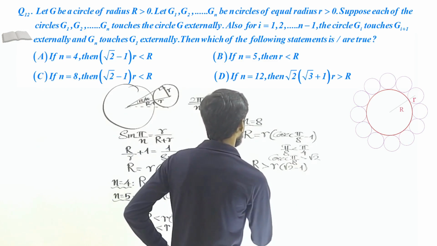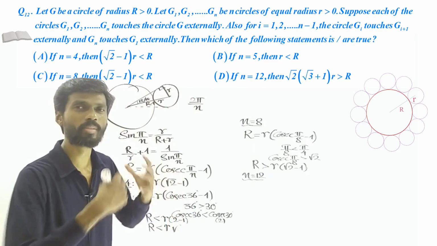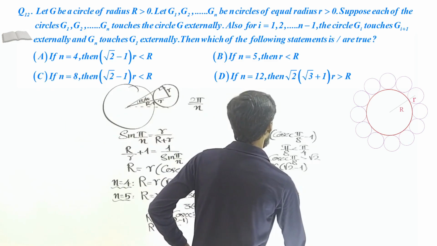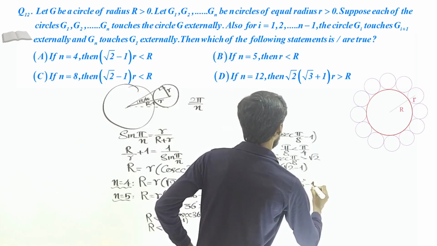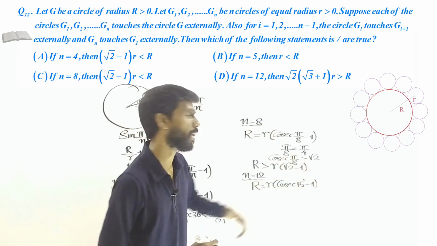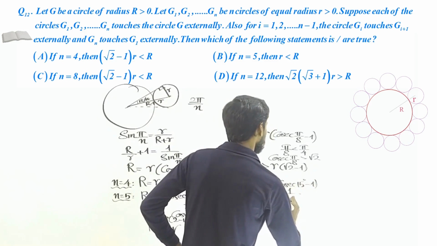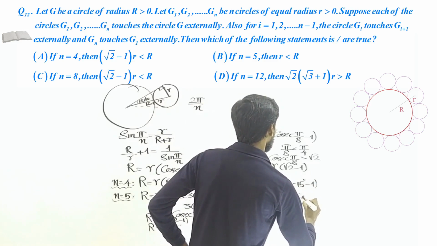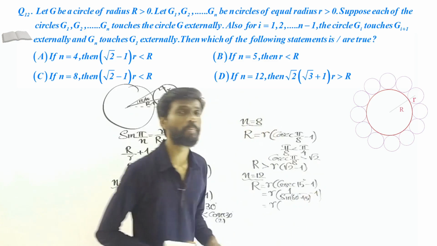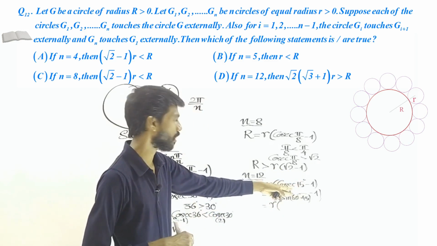So now n is equal to 12. So when n is 12, that is pi by 12, which is pi by 6 by 2. So that means 15 degrees. So capital R equals small r times cosecant 15 degrees minus 1. To find this for 15 degrees, we have to use the formula, 45 minus 30 or 60 minus 45. So let me write it as 1 divided by sine 15 degrees. We can write it as sine of 60 minus 45 or 45 minus 30, whatever. So what is the sine a minus b formula? Sine a cos b minus cos a sine b. So sine 60 is root 3 by 2, minus cos 60, that is 1 by 2.